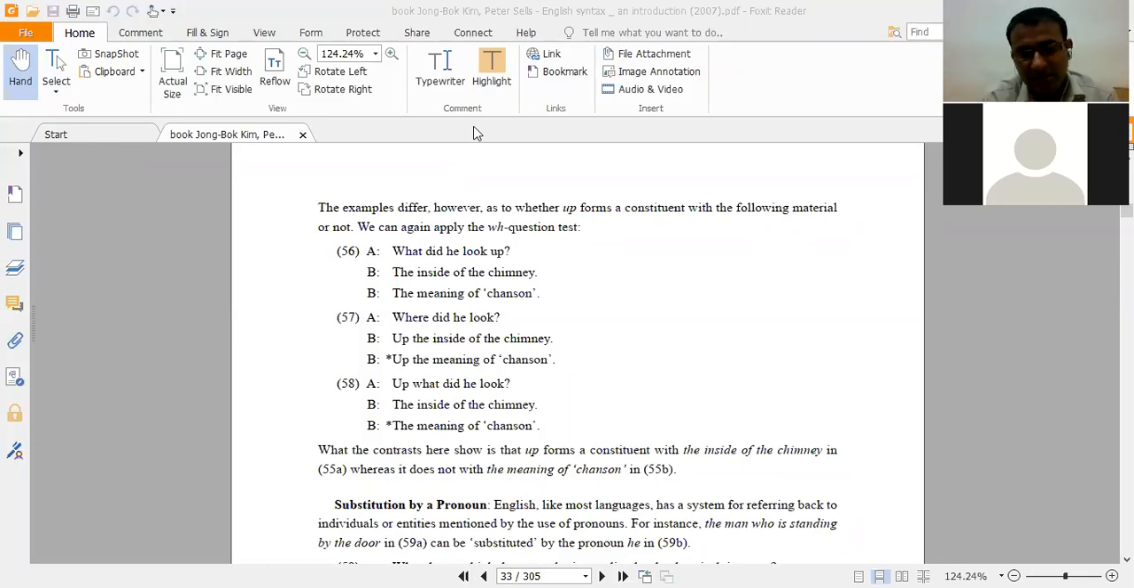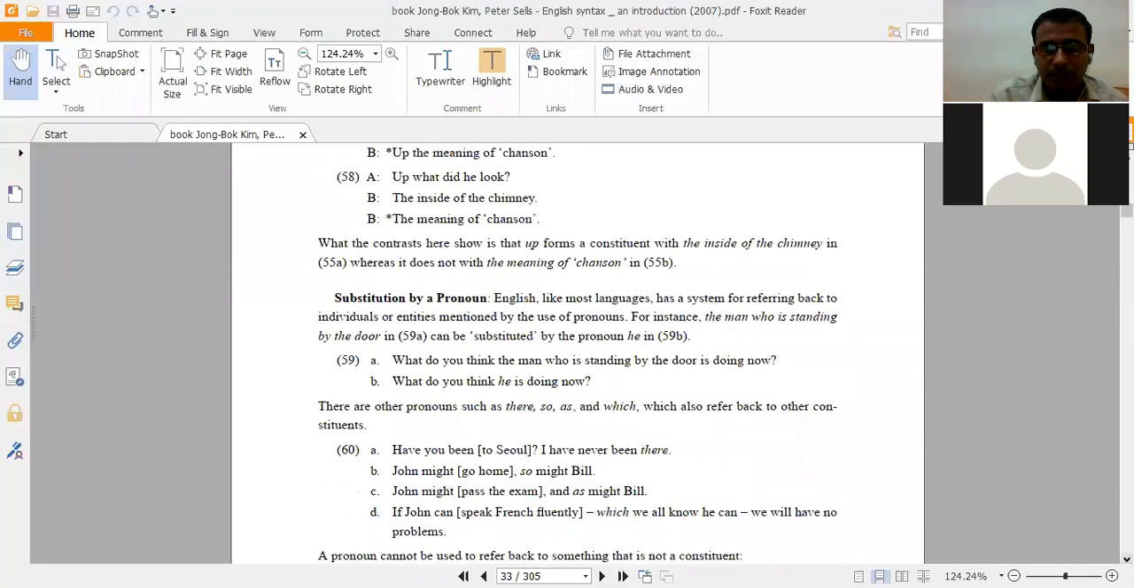What the contrasts here show is that up forms a constituent with the inside of the chimney in 55A, whereas it does not with the meaning of Jansen in 55B. Is this clear? G, do you have any question?